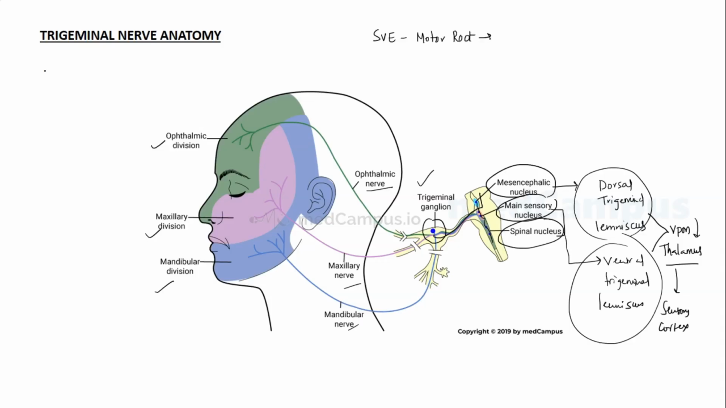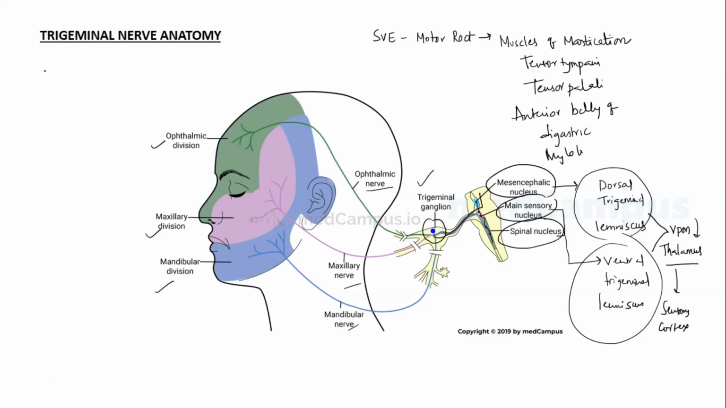So the motor root, as I said, supplies the pharyngeal arches, right? So they supply the muscles of mastication. Please remember their distribution. They get into these muscles of mastication, and they also reach the tensor tympani, and tensor palati, and we have the anterior belly of digastric, and mylohyoid. So these are all the striated muscles supplied by the motor root of the trigeminal nerve.